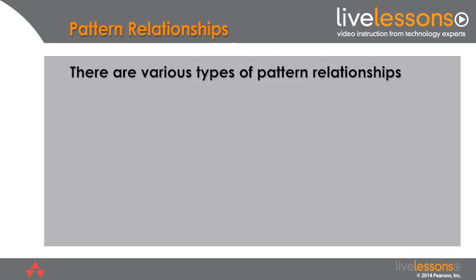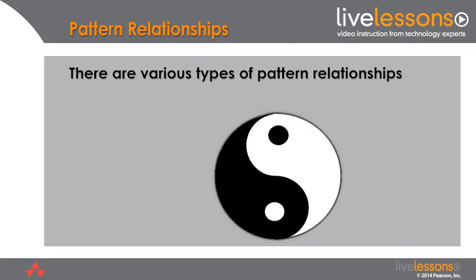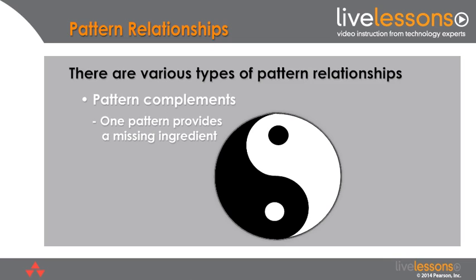When these patterns are related and used together, we start to talk about what's known as pattern relationships. And it turns out that there are a number of different types of pattern relationships that are worth mentioning very briefly. One type of pattern relationship is called pattern complements. There are two different variants of pattern complements. In one variant, one pattern provides a missing ingredient that's needed by another pattern.